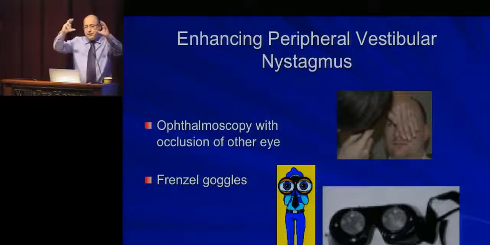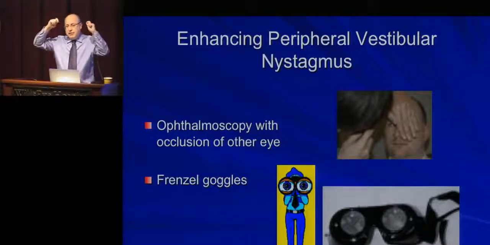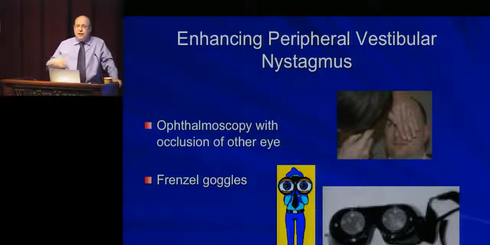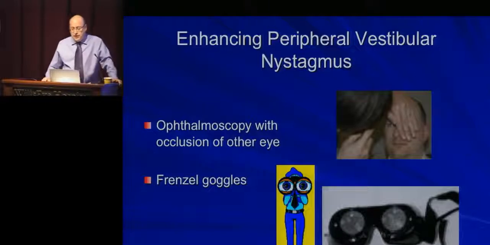And these are very high plus lenses. These goggles often have a light in there so you can see in, but they can't fixate. So you can see a magnified view of their eyes. They can't fixate, and you'll bring out vestibular nystagmus. So these are two ways to see the nystagmus that you don't see otherwise. The other way is actually eye movement recordings, where you can control the lighting, etc.